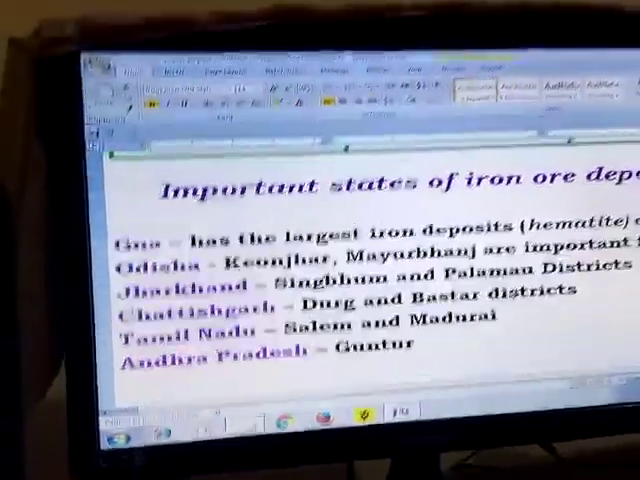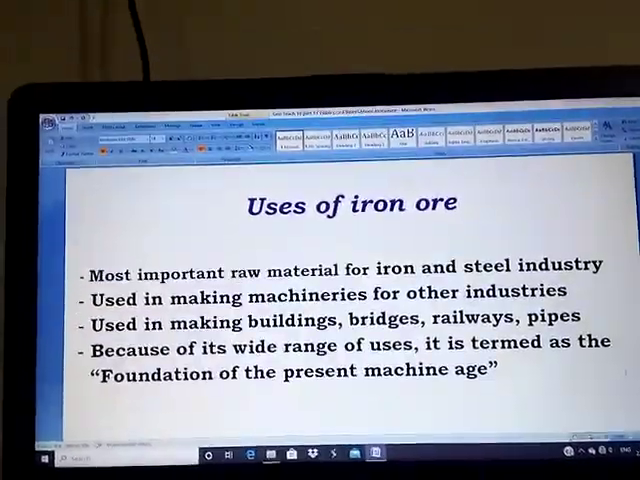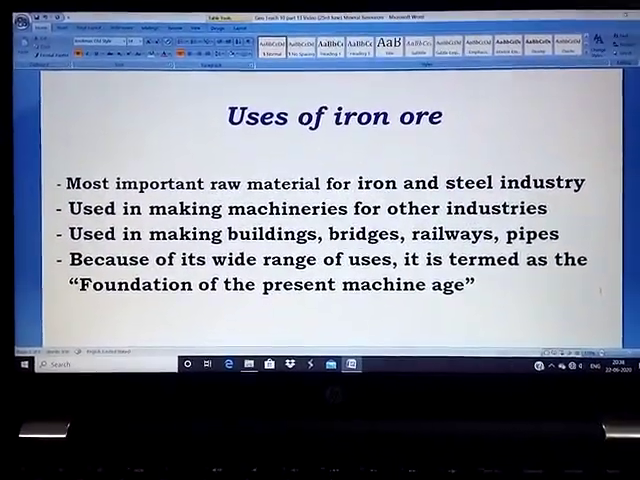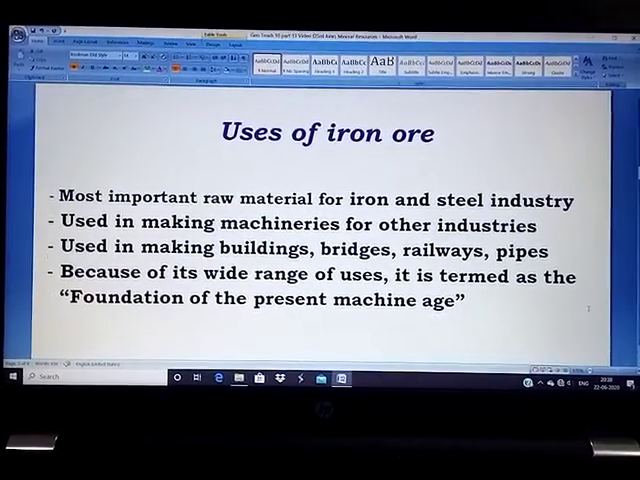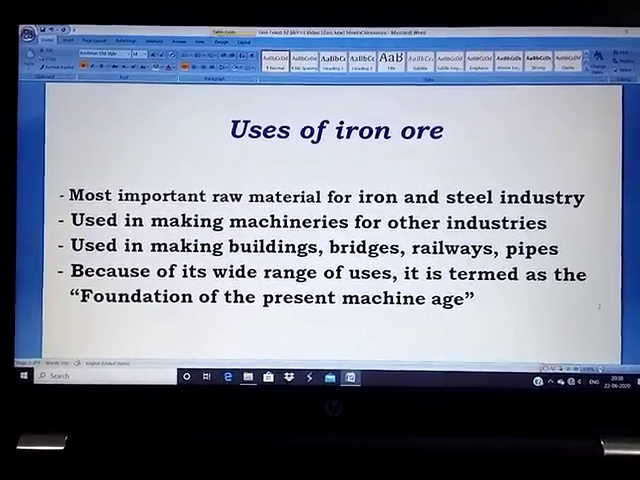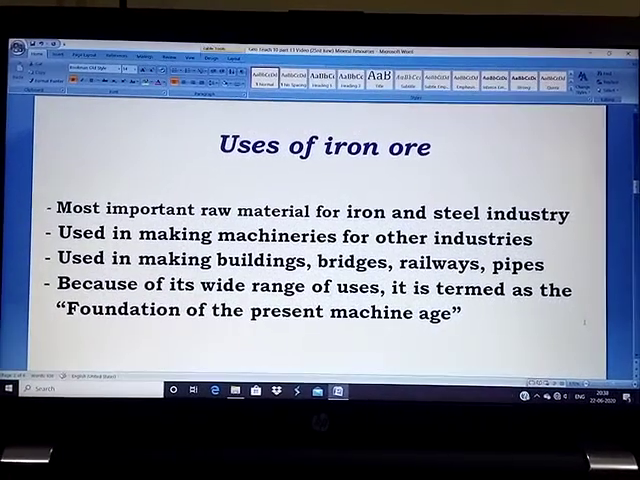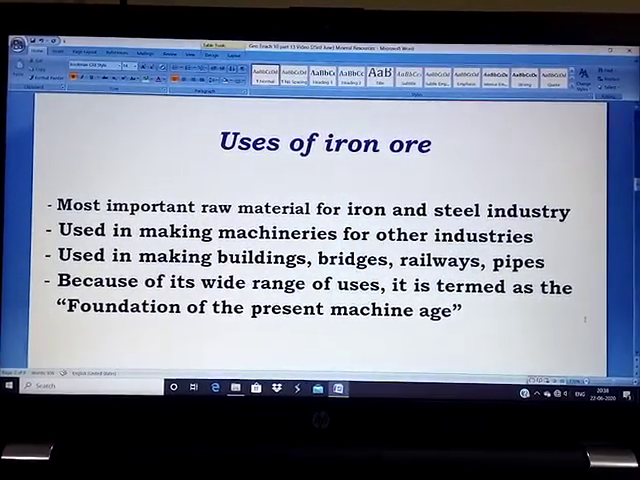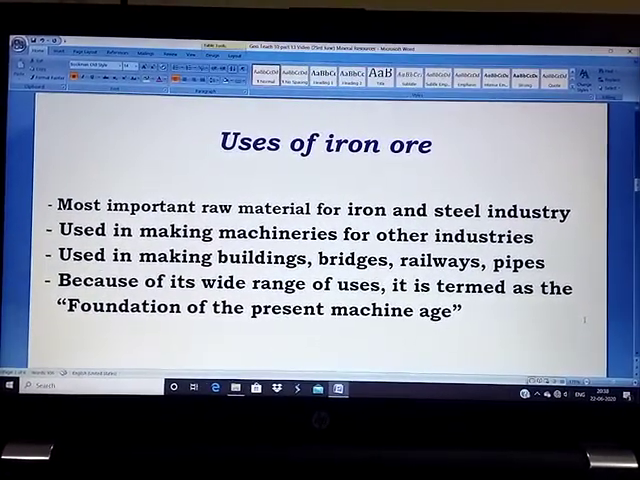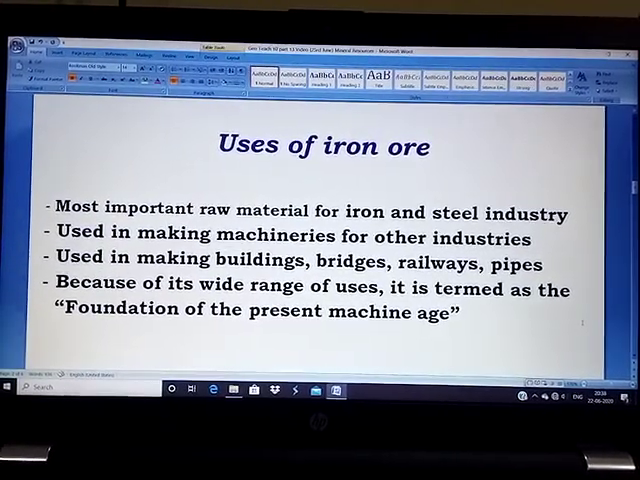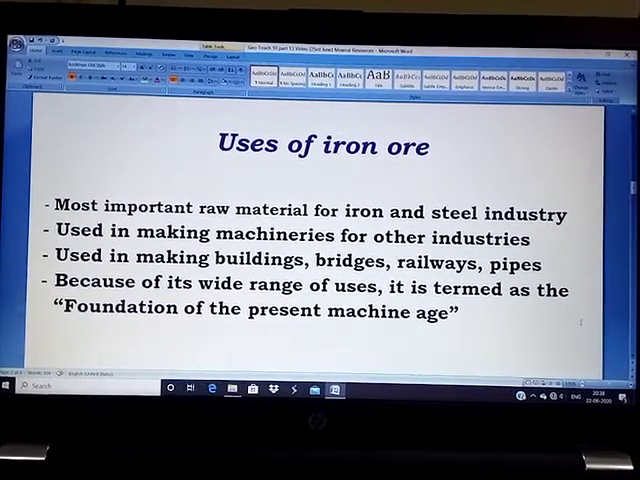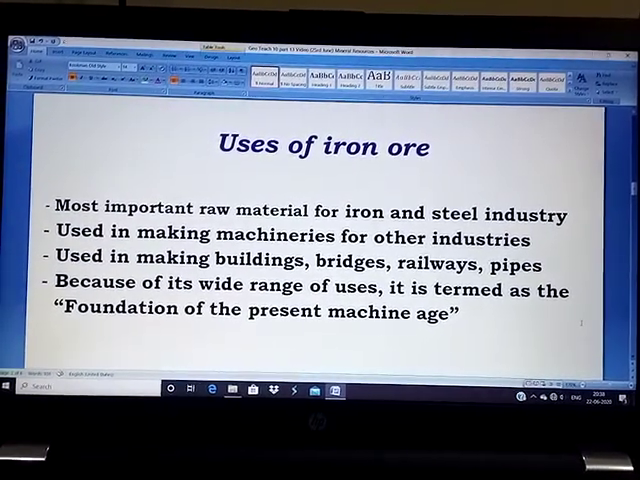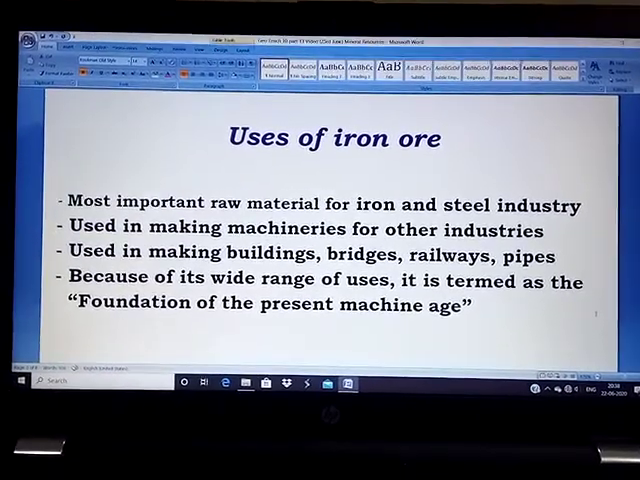Uses of iron ore. Again, at least two important uses you must keep in your mind. Most important raw materials for iron and steel industry. The strength of the economy depends very much on industry for any state, and therefore this iron ore is the backbone of any kind of big iron and steel industry.